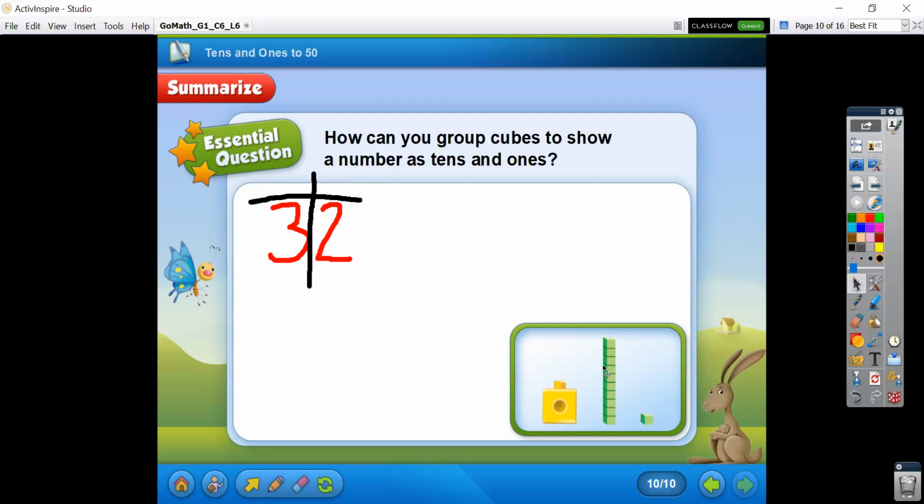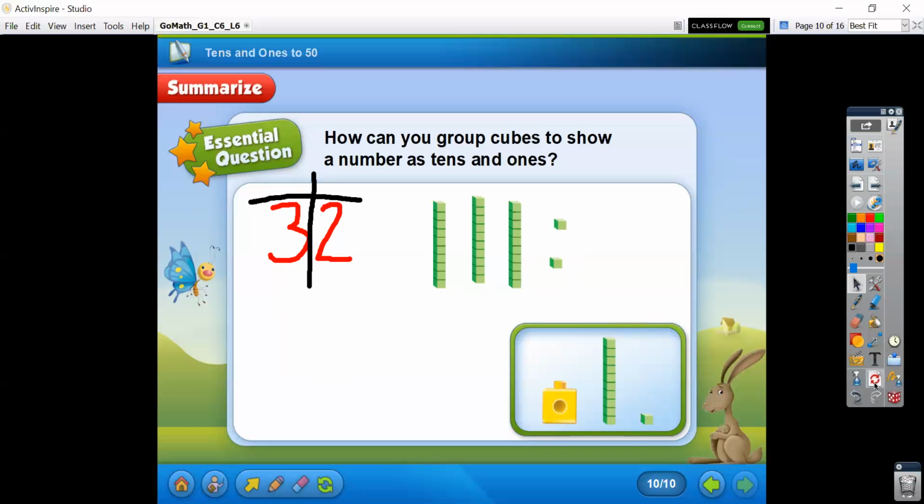So I'm going to drag 3, 1, 2, 3 10s, and 2 1s, the little ones. 1, 2. So this is how I can show the number 32. If I know that these are 10s, we can count them. 10, 20, 30, 31, 32.